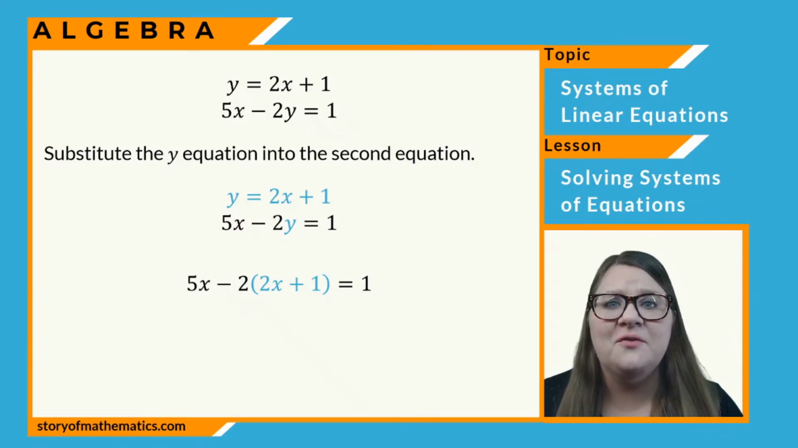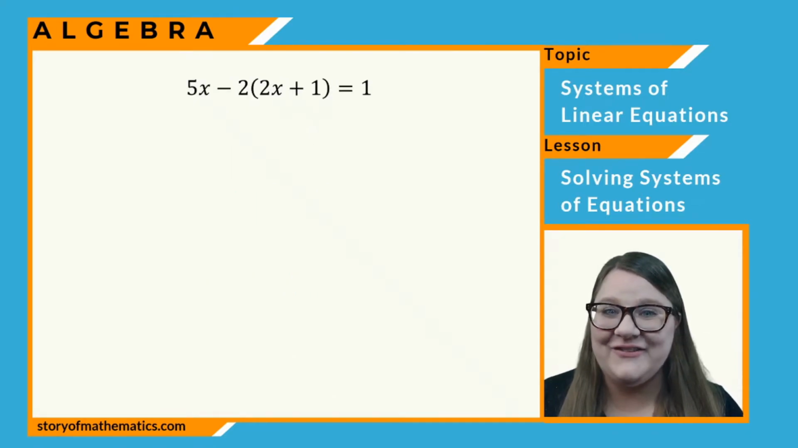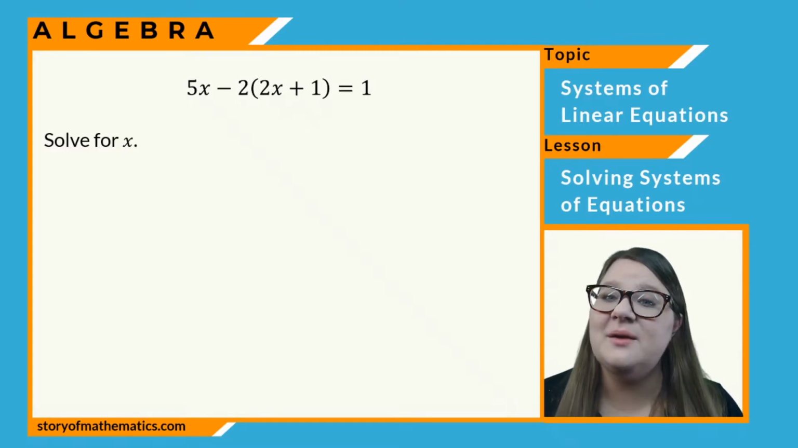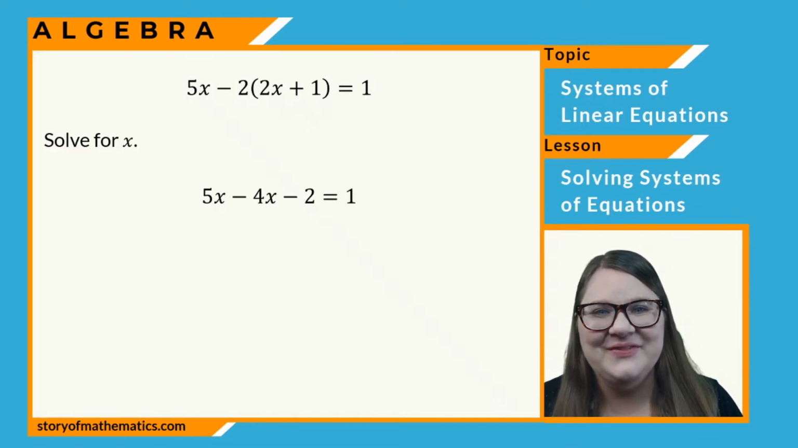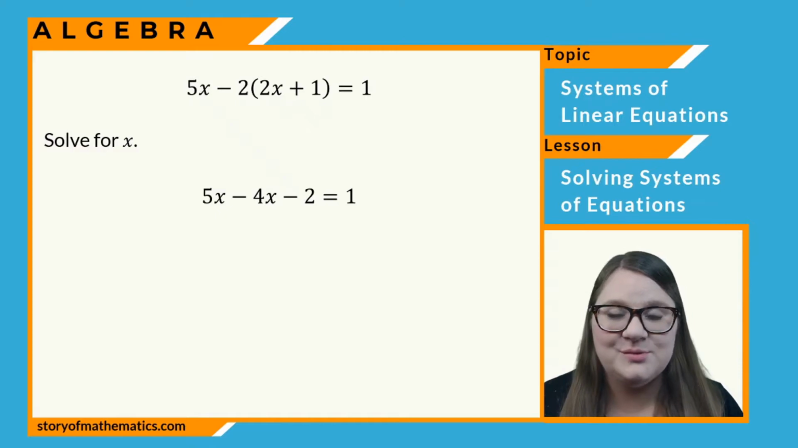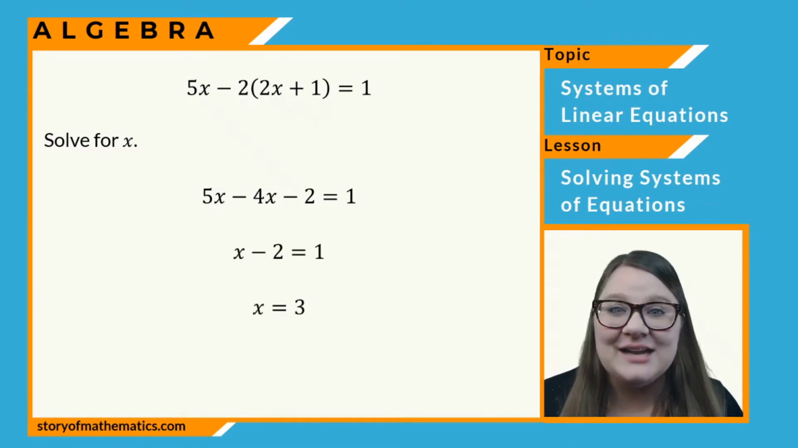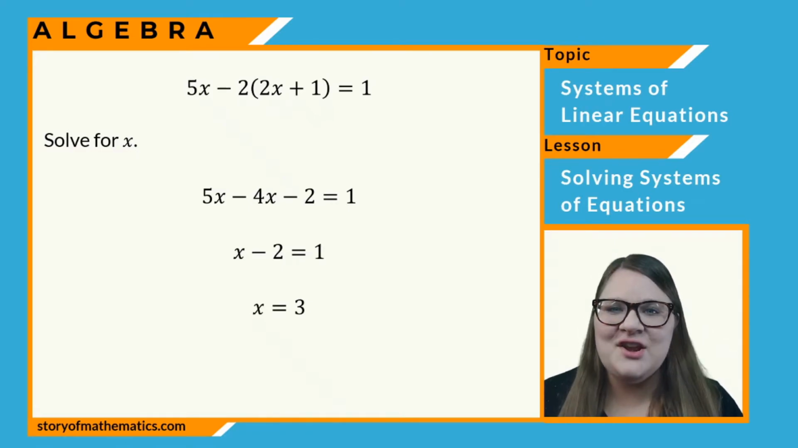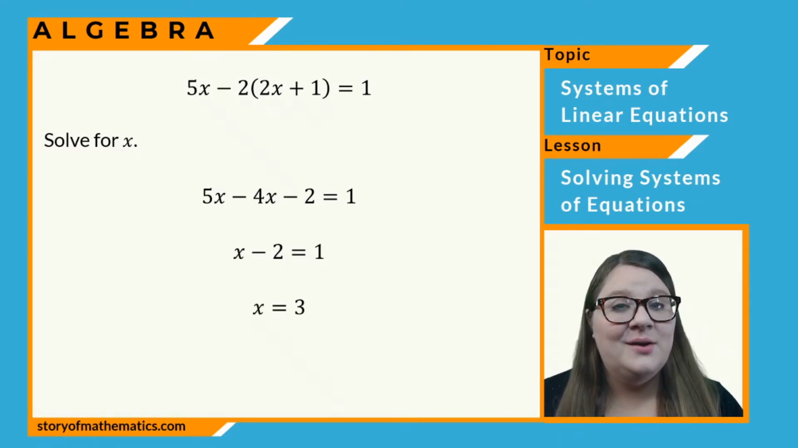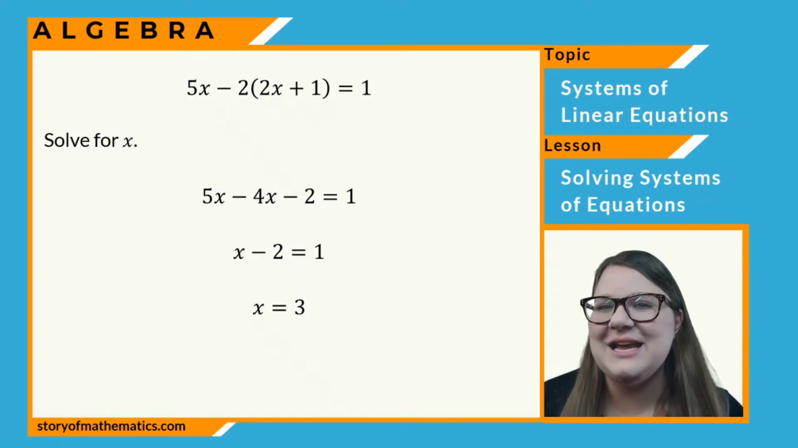Now I can solve for x in what I have left. In order to do that, I'm going to start by distributing my negative 2. Then I'm going to combine my like terms, which would be 5x - 4x gives me x. Then all I have to do is add 2 over. So now I know my x value equals 3, but remember, we need both an x and a y value.